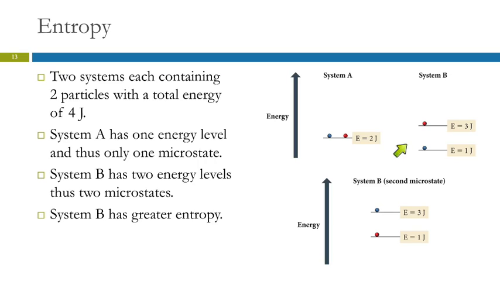In System B, there are 2 levels. There's a 1 joule level and there's a 3 joule level. So in order for the total energy here to be 4 joules, one of the particles is on the 3 joule level and one is on the 1 joule level, right? So we can have this microstate where the blue has 1 joule and the red has 3 joules. But there's another possible microstate where the blue one has 3 joules and the red one has 1 joule of energy. Overall, same macrostate, right?